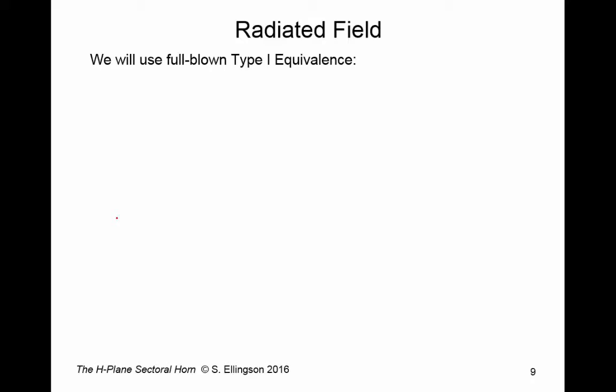Okay, so here's my approach. We'll use full-blown type 1 equivalence. If you're murky on what that is, I'm sure I've discussed that in a previous lecture, and you should go back and refer to that. But the idea is that the total radiated field is the sum of the electric field from electric currents plus the electric field from magnetic equivalent currents.